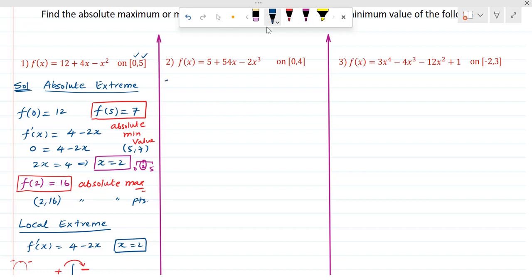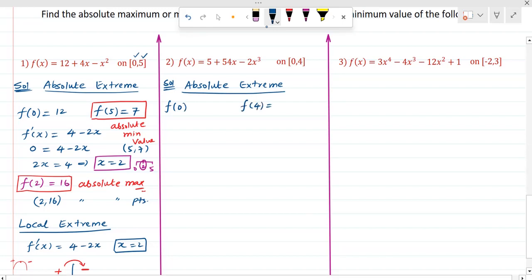So let us start with this one, absolute extremum. Here, first I substitute f of 0 and then f of 4 using the calculator, and then I have to calculate the critical value. What are the critical values here? The derivative is 54 minus 6x square.